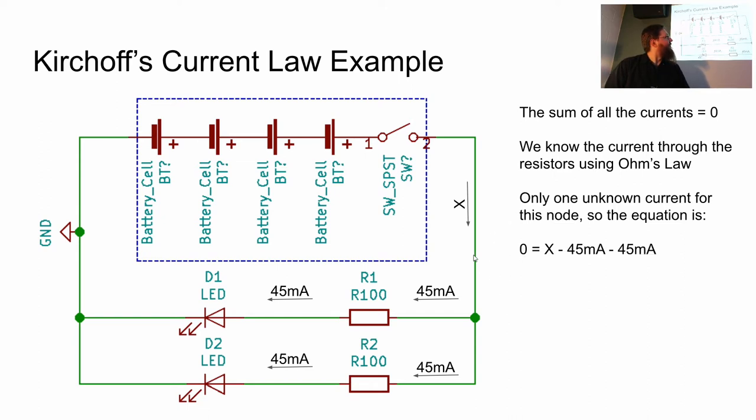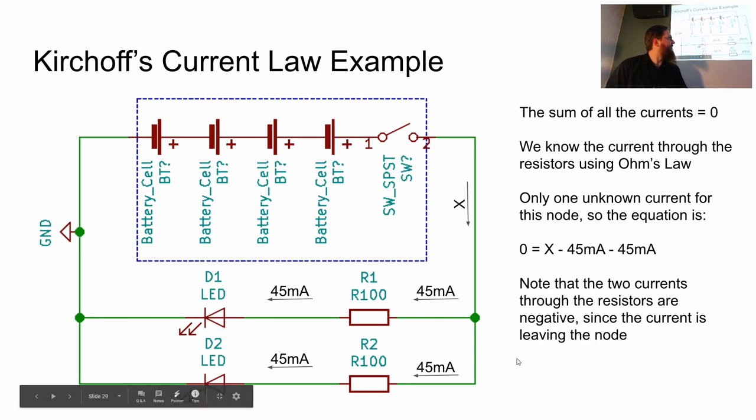The equation would be: everything adds up to zero, and we have x. As you can see, current has a direction, so the arrow says that the current is flowing into the node. If you measured it with your negative here, and your positive on one of the resistor legs, you would get a positive number, because the current is flowing from the negative side to the positive side. So you've got plus x flowing into the node, and then you have minus 45 milliamps. The minus is key here because it's going from the node out into the resistor. And the same happens here. You go from the node out into the resistor. So, yeah, that's me rambling about negatives again.